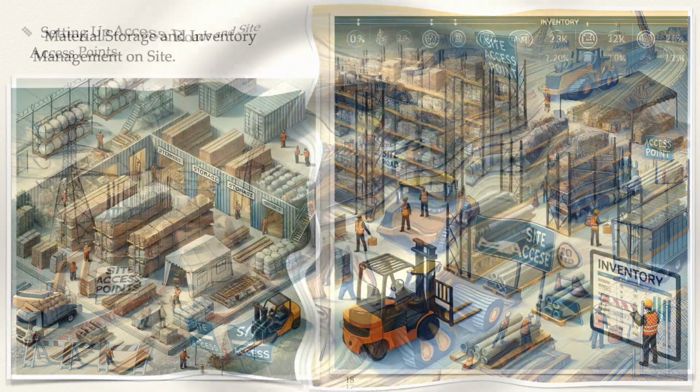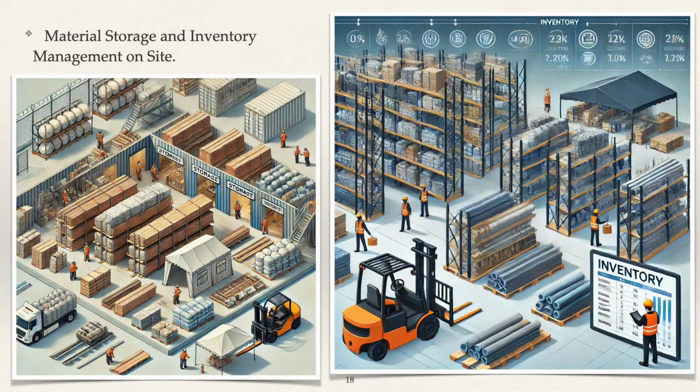5. Material storage and inventory management on site. Storage facilities. Arrange storage areas for materials, tools, and equipment on site. These facilities should be secure, organized, and weather-protected as needed to preserve material quality. Storage containers. For smaller tools and equipment, use lockable storage containers. Labeled storage containers help keep items organized and reduce the time needed for locating specific tools.